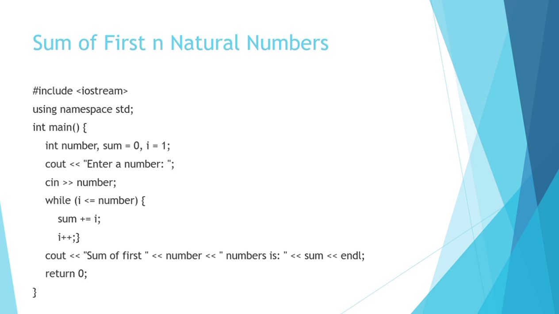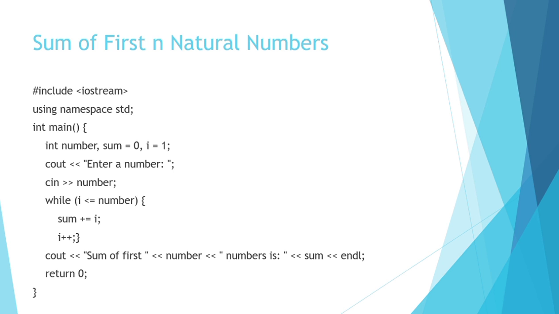sum += i. Inside the loop body, this line adds the current value of i to the running total sum. Initially, sum is 0, so during the first iteration, sum += 1, which makes sum equal to 1. After the first iteration, i will be incremented, and the next iteration will add 2 to sum, making the sum equal to 3, and so on.